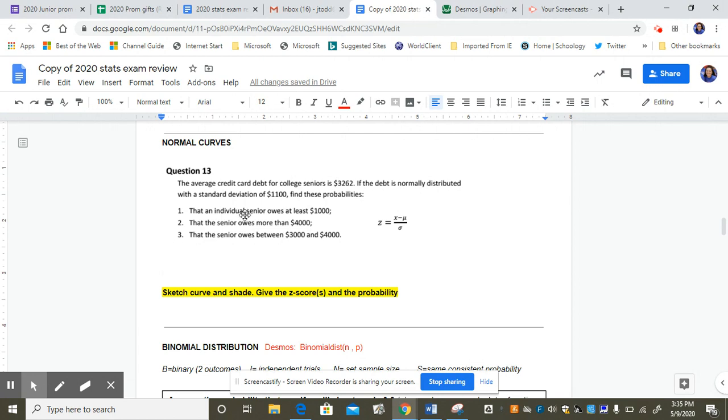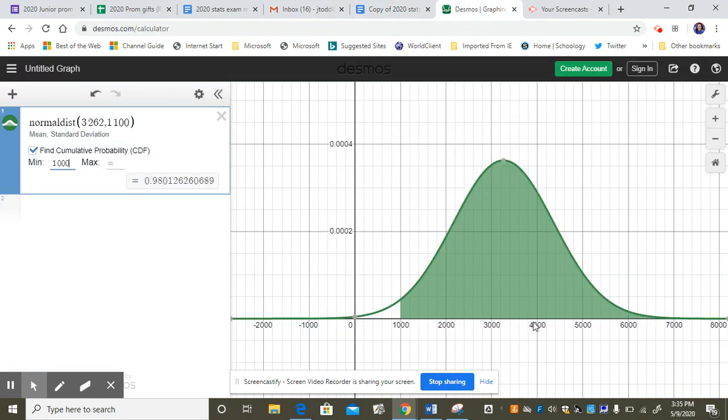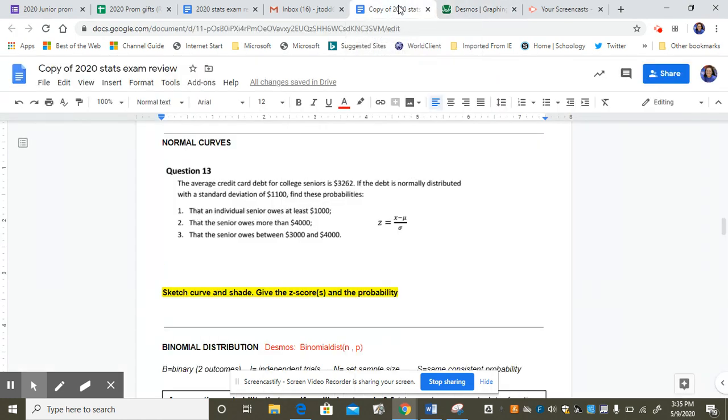Question 2, what's the probability the senior owes more than 4,000? So we want to have shaded only from 4,000 and higher. So I'm going to change my minimum to 4,000. You're going to sketch and shade 4,000 and higher, and the answer is 0.25.